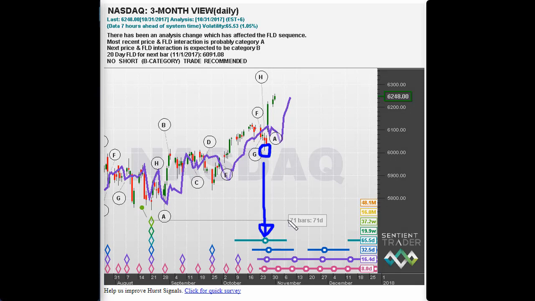And what is the Hurst signal system doing? Well, the Hurst signal system has already assumed that that 80-day cycle trough has occurred, and it has labeled the next interaction, which is the A category interaction, which is when price broke up above the 20-day FLD last week. The evidence on this chart is very compelling, I believe, to indicate that the 80-day cycle trough has formed.